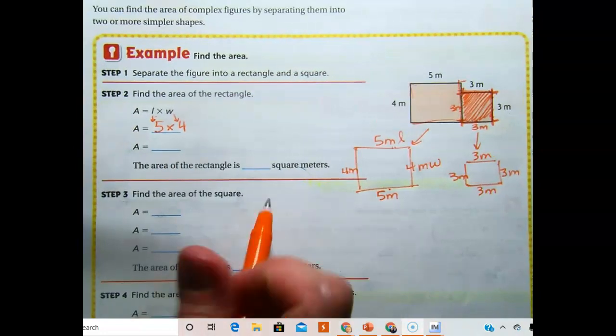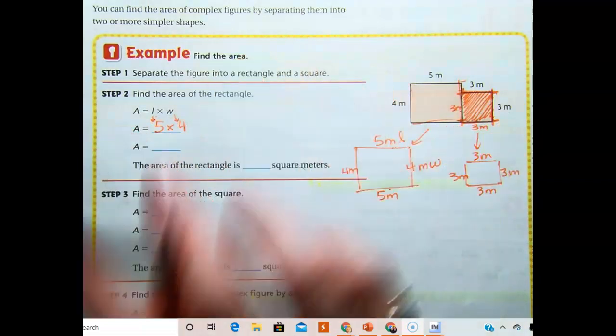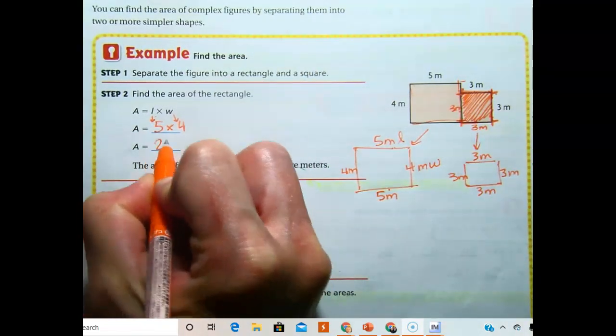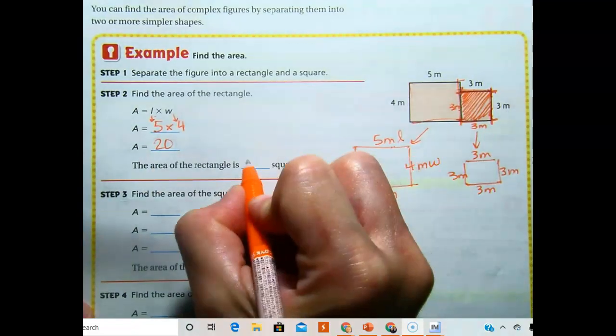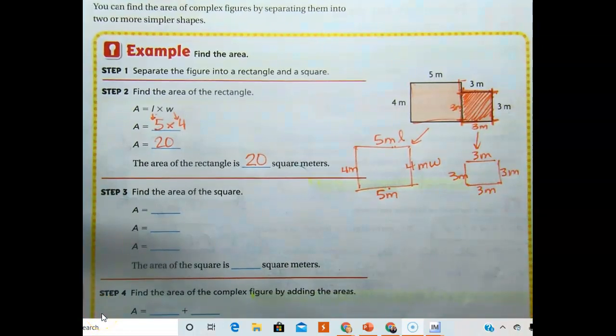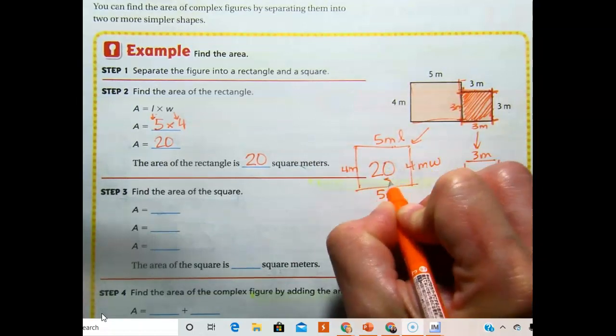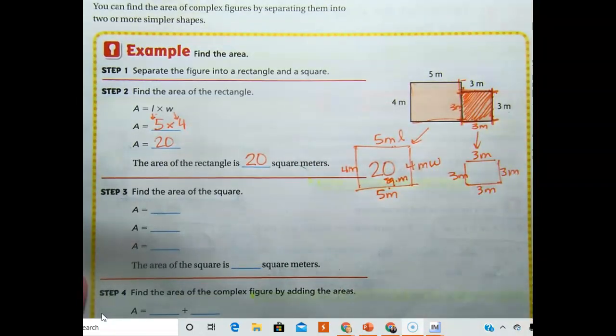I know you know that. Let's count by 5s 4 times. We have 5, 10, 15, 20. So that's going to be 20. The area of the rectangle is 20 square meters. All right, so then, let's go ahead and label that. We could say 20 square meters.